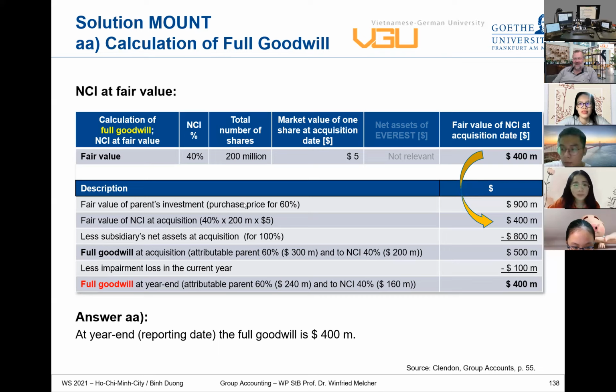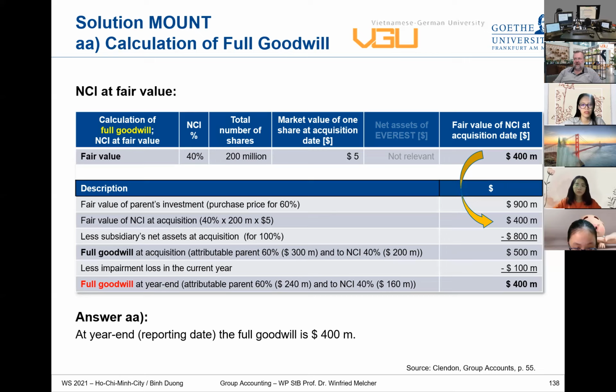So I think we started calculating the fair value of the NCI. The non-controlling interest, when we look at the stock exchange, is valued per share at 5. So we will take 200 million, which is the total number of shares outstanding, and multiply that with 40%, which is the share of the non-controlling interest. And when we do that, we have a total of 400 million, which is the fair value of NCI at acquisition date.